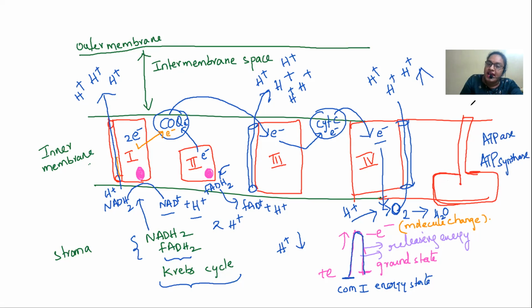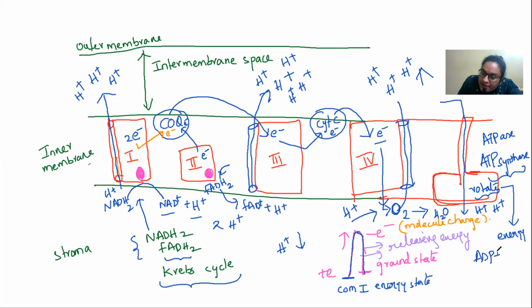Now, as the protons are moved through this particular ATP synthase, your ATP synthase is going to be rotating. It's going to rotate, and the kinetic energy here is going to be utilized. The energy which is rotating your ATPase enzyme is being utilized to add an ADP with inorganic phosphate molecules to produce your ATP. This is going to be the procedure of your electron transport chain. I hope you all have understood, children.